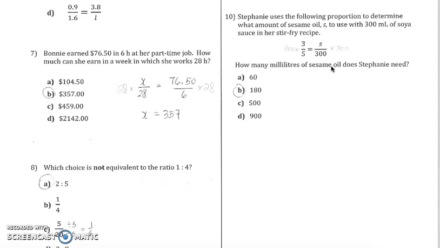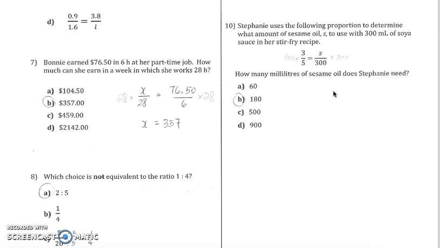And number 10. Stephanie uses the following proportion to determine what amount of sesame oil, S, to use with 300 milliliters of soy sauce in her stir-fry recipe. How many milliliters of sesame oil does Stephanie need? Well, this question, you simply need to solve the proportion by multiplying both sides by 300, or you can cross multiply first. And the final answer is B, 180 milliliters.